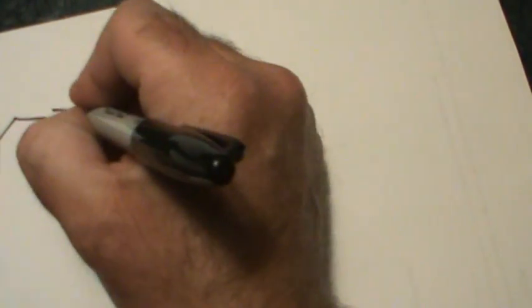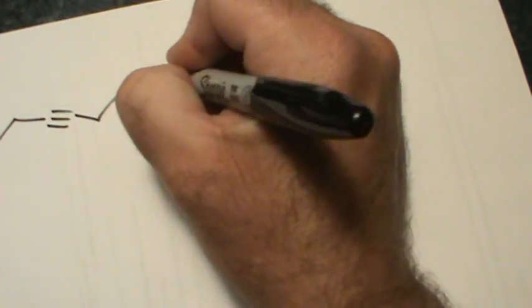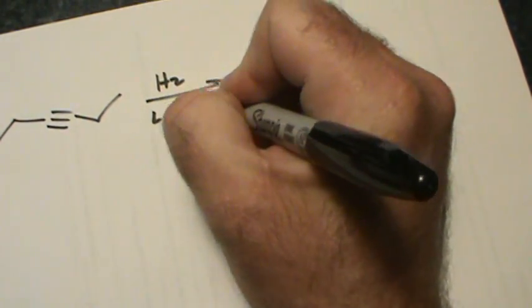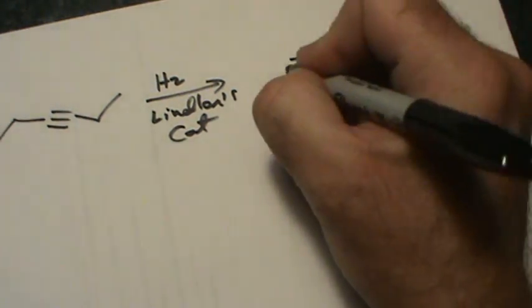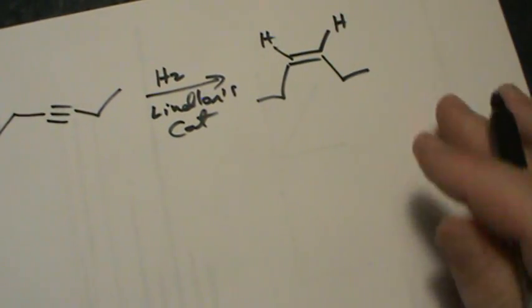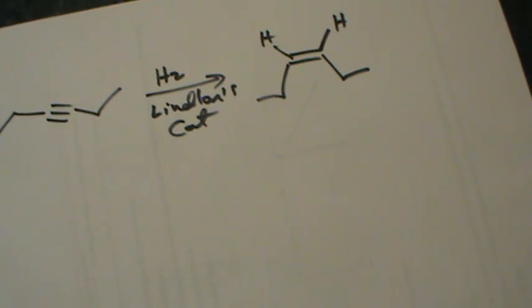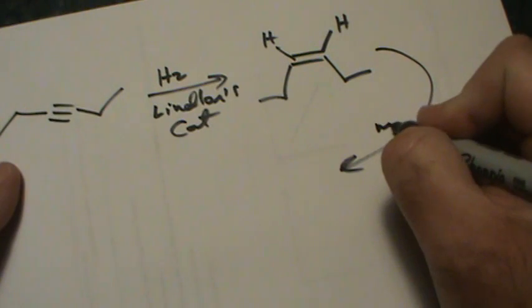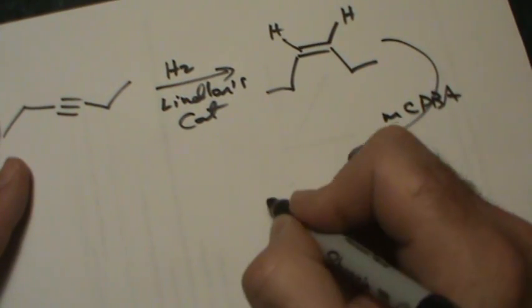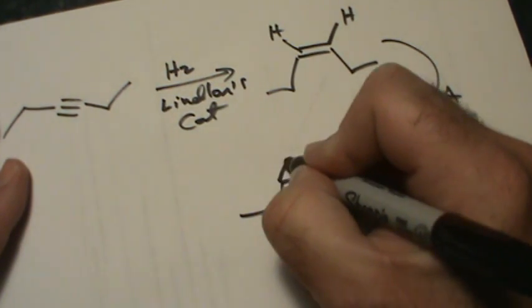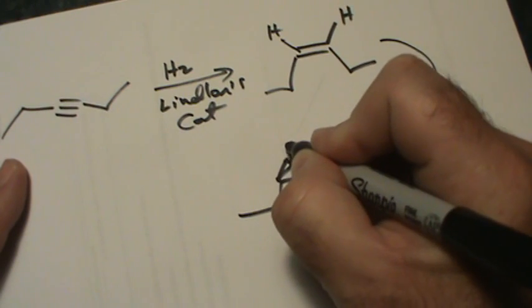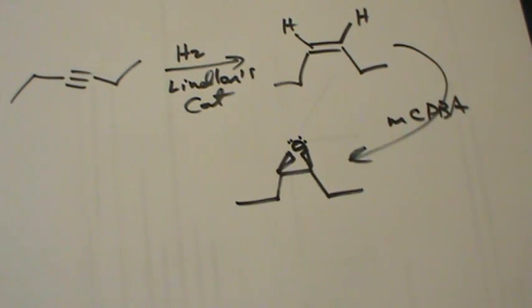Turns out we do know how to do that as well. Let me get a fresh sheet of paper here. If we take the same alkyne starting material, and once again using the same reaction, H2 in the presence of Lindlar's catalyst, go ahead and produce the corresponding cis-3-hexene. We can take this and convert it to an oxirane. And when we do that, we get an oxirane that looks just like this.